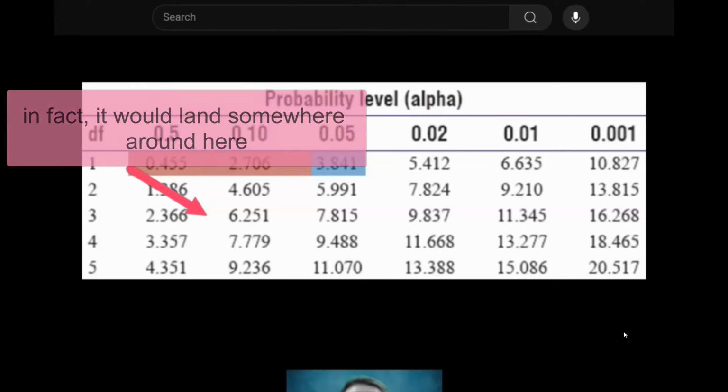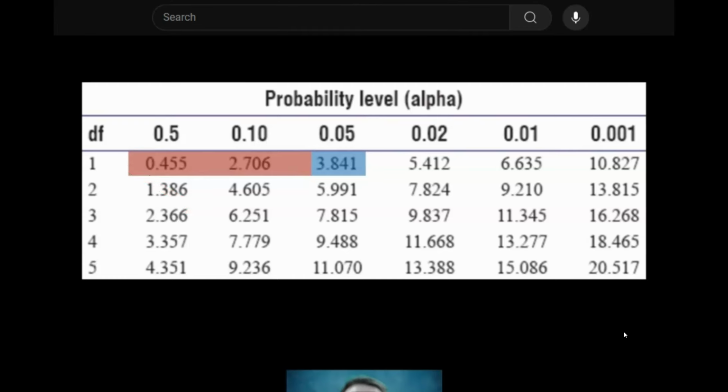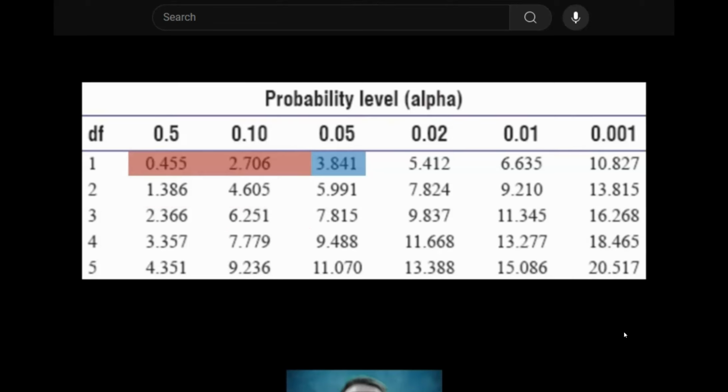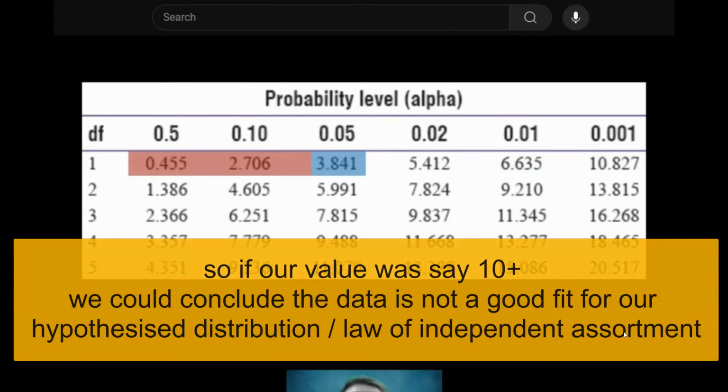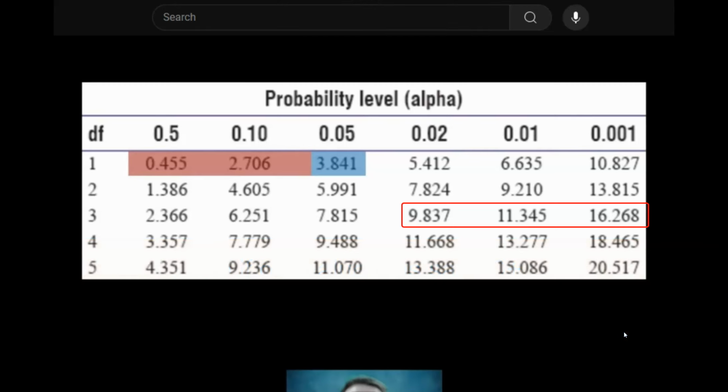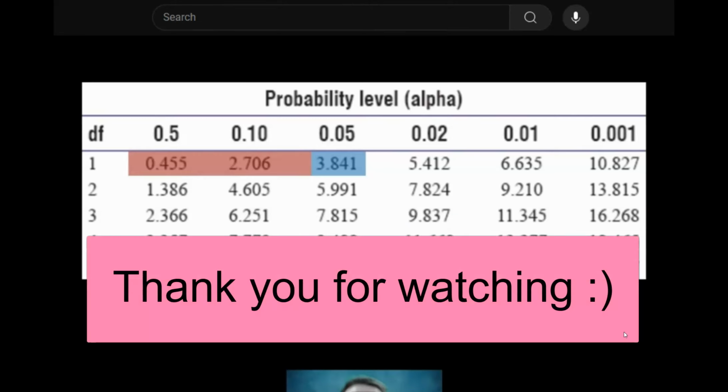So looking at our chi-squared value of 4.711, we can see it corresponds to an area of the table associated with a probability that is higher than 0.05 or 5%. Remember that the values to the left of a critical value are those corresponding to higher probabilities, so something is more likely to occur. So if our value was, say, 10 plus, 12, 16, whatever, we could conclude the data is not a good fit for our hypothesized distribution, the law of independent assortment.